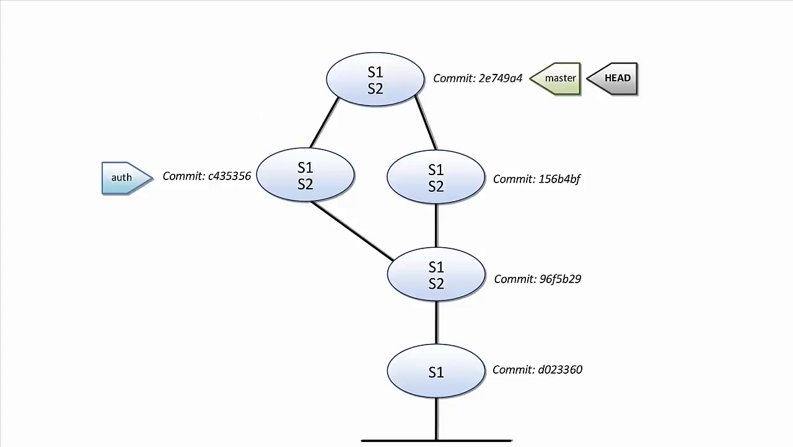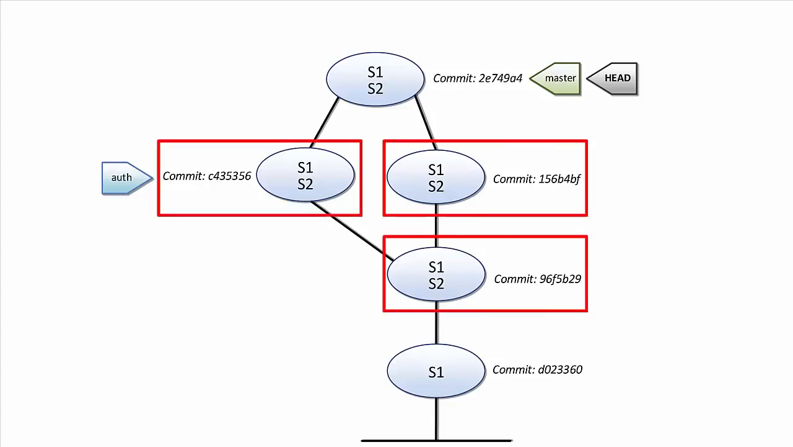We performed a 3-way merge to get the auth branch into master. This was a 3-way merge since there was no direct straight line path from auth to master. A 3-way merge looks at the common base commit and the tip of each branch to figure out what the final merge commit should look like.